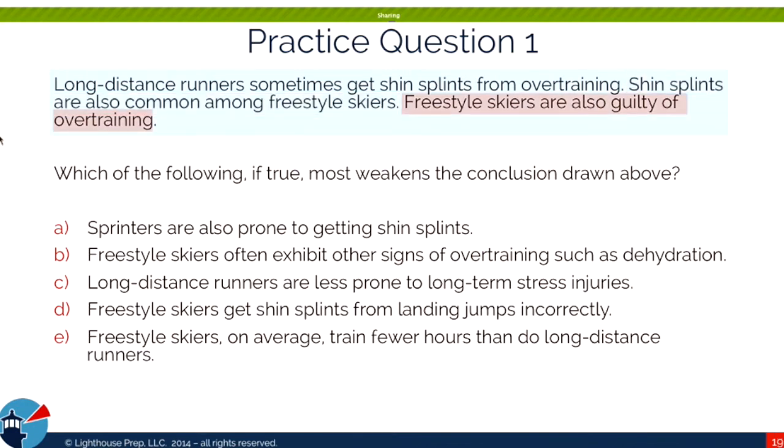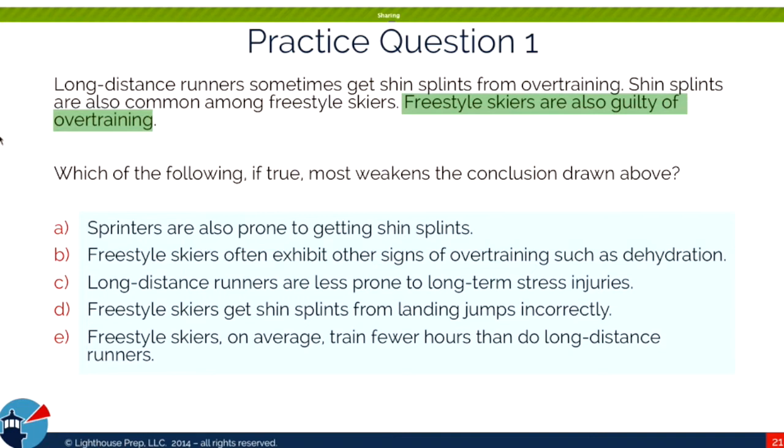Now on to the third sentence. The third sentence says, therefore, freestyle skiers are also guilty of overtraining. Well, this seems like a candidate because in the first sentence you established runners get shin splints from overtraining. In the second sentence, you establish another independent sentence, which is shin splints are common among freestyle skiers. But the third sentence ties it all together and gives you something you can conclude through those linked sentences, right? It says, long-distance runners get shin splints from overtraining. Shin splints are common among freestyle skiers. Therefore, freestyle skiers are also guilty of overtraining. They're drawing a conclusion there. Okay, so now that we've identified our conclusion, we can go into our answer choices and start eliminating.